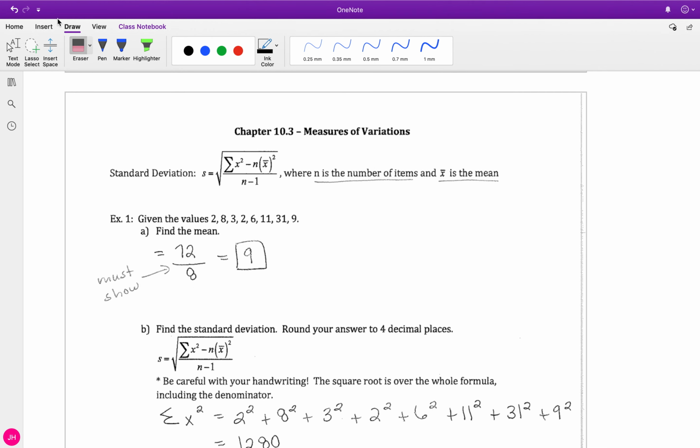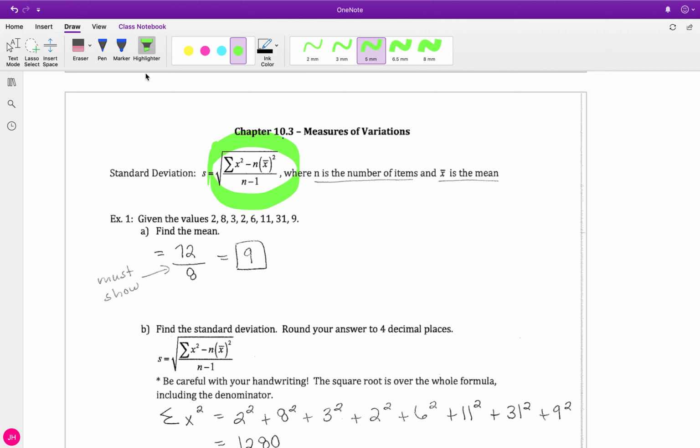Last video, we talked about mean, median, and mode, which are measures of the middle of our data set, to let us know what's going on in the center of it. Now we're going to look at what's called standard deviation, and this is going to measure how far away from the middle a certain value is.